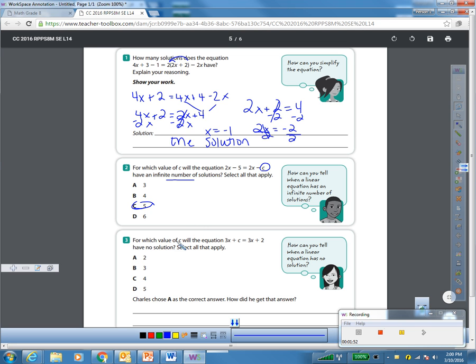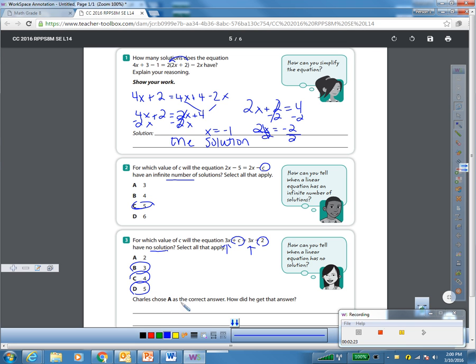For which value of c will the equation 3x plus c equals 3x plus 2 have no solution? Select all that apply. On a no solution, I want my variables to be the same, but my constants I'd want to be different. Okay? So it says Charles chose A. That's the correct answer? How did he get this? Basically, I can't have it be 2. So it could be B, it could be C, and it could be D. Any of those would work.